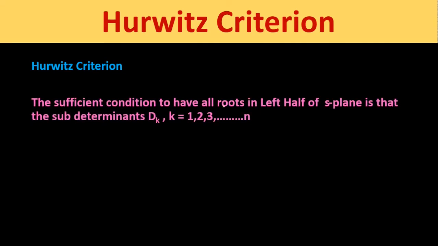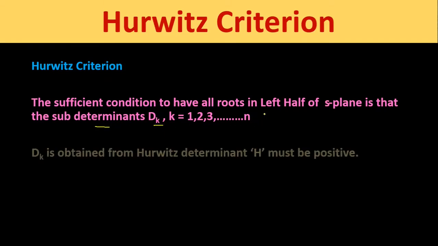The sufficient condition for all the roots of the characteristic equation to lie in the left half of the S-plane is given by scientist Hurwitz. Therefore, this criteria is referred to as Hurwitz criteria. According to this criteria, the sufficient condition to have all roots in left half of S-plane is that the subdeterminants Dk, where k = 1, 2, 3 up to n, obtained from the Hurwitz determinant H, must be positive. That means subdeterminants are determined from the Hurwitz determinant H, and all the subdeterminants should be positive, then only the system will be stable. If any one of the subdeterminants is negative, then the system becomes unstable.